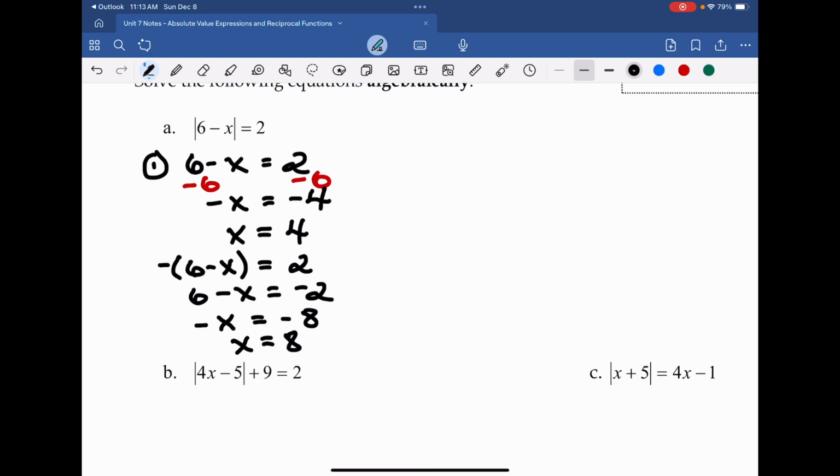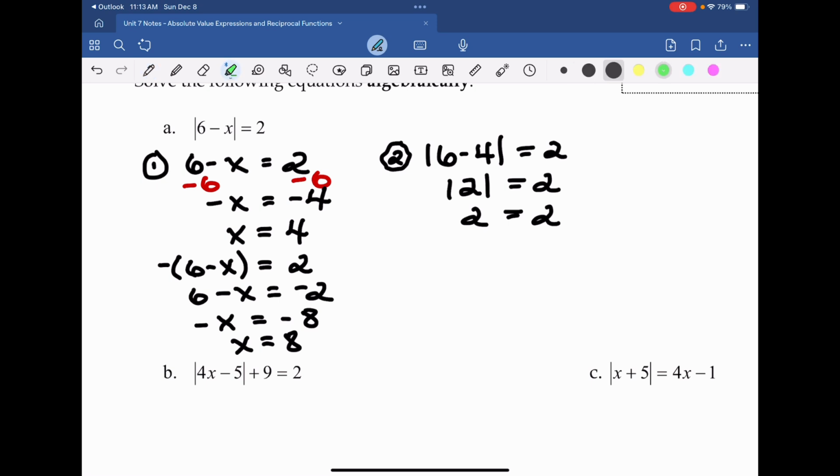Now, before I can confirm that either one of these is a solution, what I need to do is make sure I verify them, right? So I'm going to take this and plug them both back into the original. It's going to be the absolute value of 6 minus 4 is equal to 2. Well, that's the same as saying absolute of 2 is equal to 2, and this is definitely true. So we see 2 equals 2, left-hand side equals right-hand side. We can highlight x equals 4.